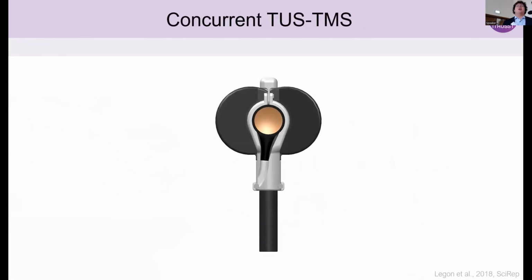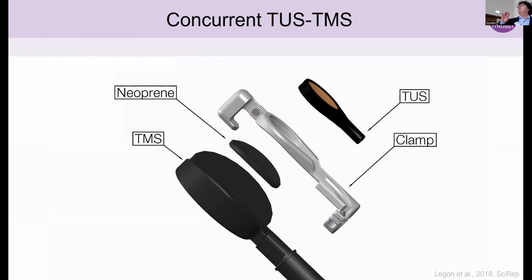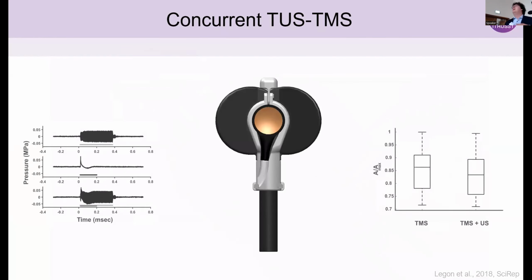What we do there is we take a concurrent TUS-TMS approach. Here you can see our combined system, and if I expand this for you, you can see that we keep ultrasound in line with the middle of the TMS transducer. That allows us to apply stimulation of TUS and TMS at the same time. And what we know from work by Lagon and colleagues, for example, is that at least in the physical domain, these two are not interacting with one another. The ultrasonic pressure wave is not affecting the magnetic field induced by TMS, and TMS is not significantly affecting the pressure wave induced by TUS.